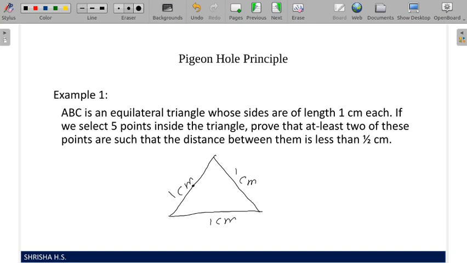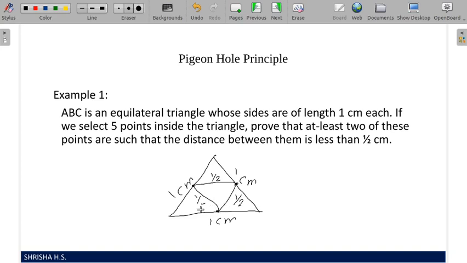It's a very easy one. Just take points at half a centimeter. Draw a triangle inside the equilateral triangle, which is also an equilateral triangle. The distance between these 2 points will be half a centimeter.